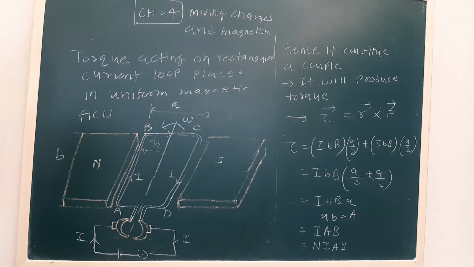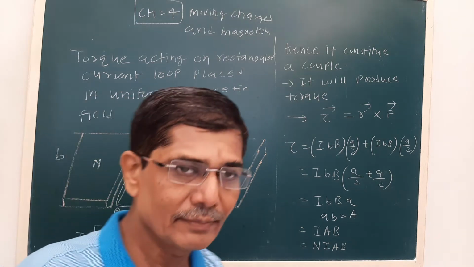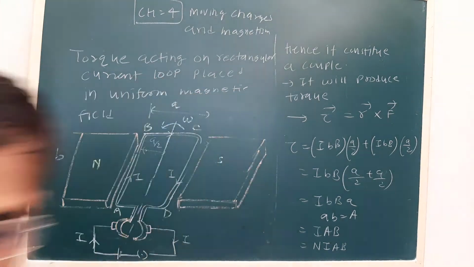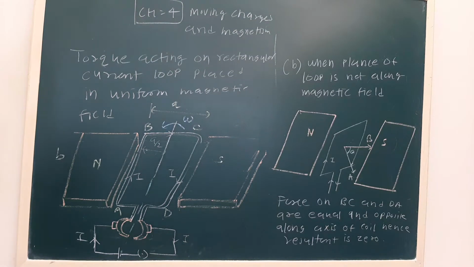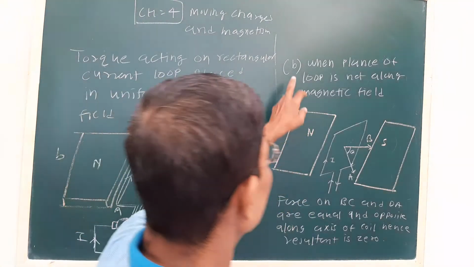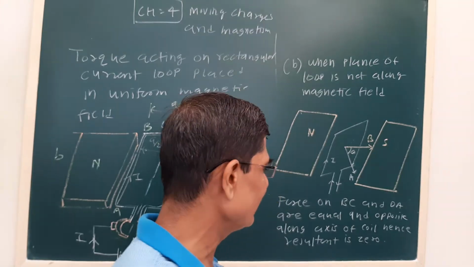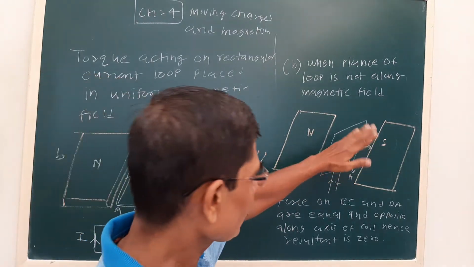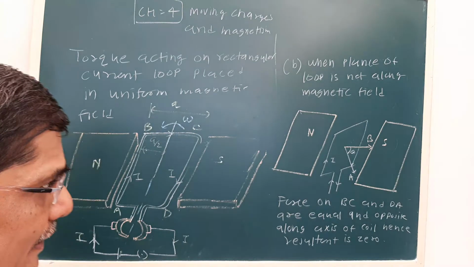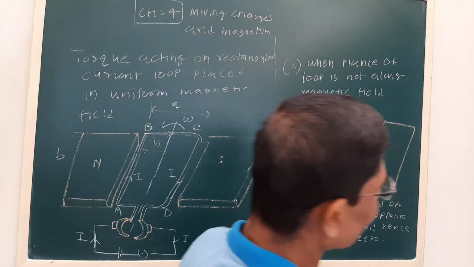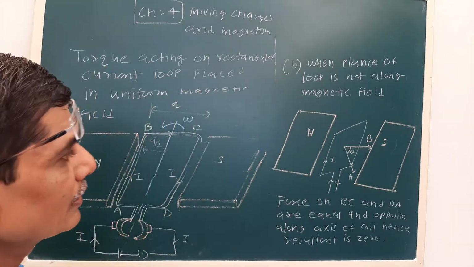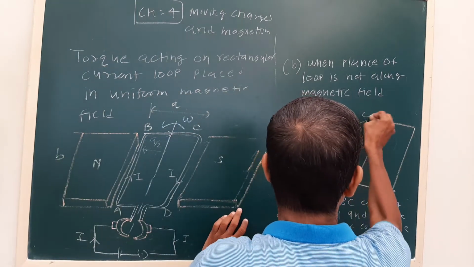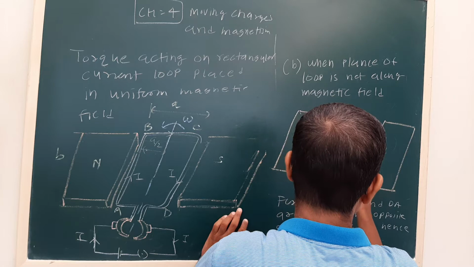Right now we have assumed that the magnetic field is within the plane of the loop. Now see the second case, when the plane of the loop is not along the magnetic field. Let us say the plane of the loop is inclined. Again the uniform magnetic field is B and the area vector is A. Our current loop is like this.